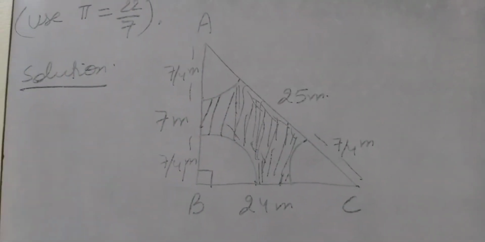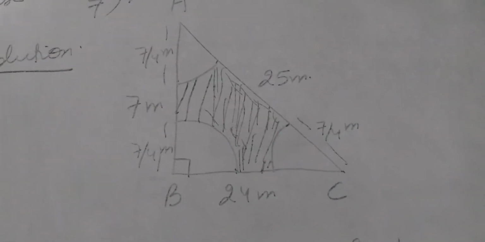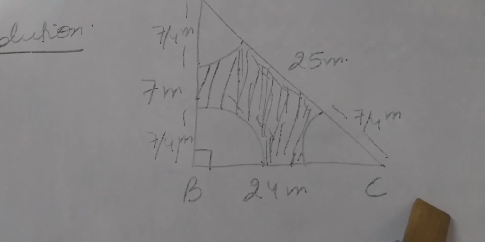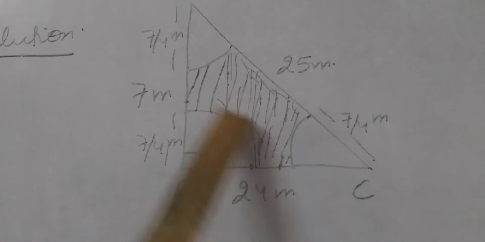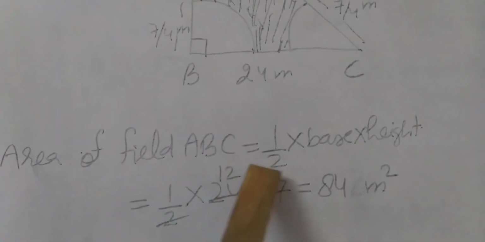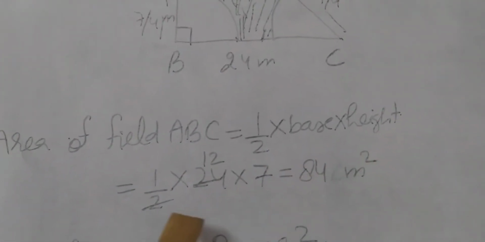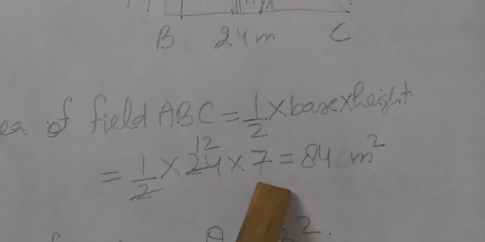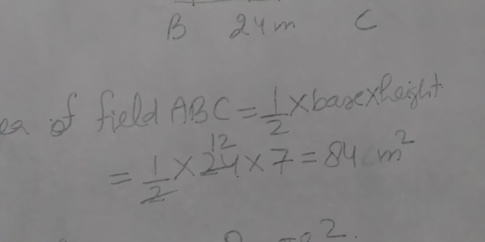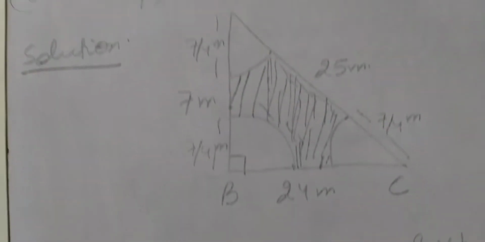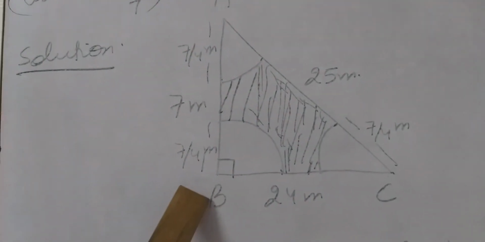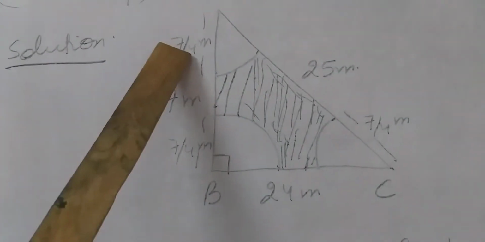So students, first of all we have to calculate the area of triangle ABC. Half base into height. Base is 24, height is 7. So area of triangle ABC equals half base into height. Half into 24 into 7 equals 84 meters square. Correct?